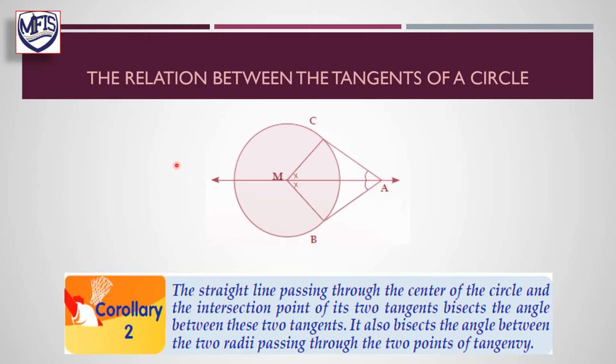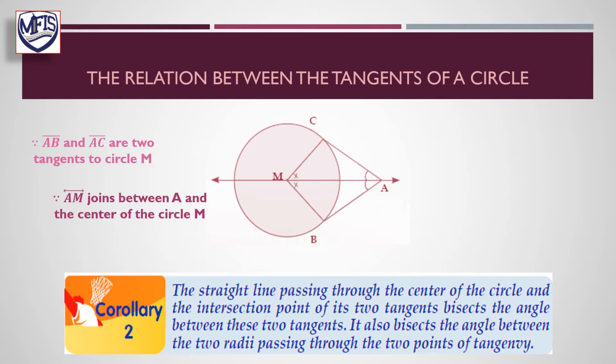Let's see. Since AB and AC are two tangents to the circle M, and since line AM joins point A and the center of circle M, therefore measure angle CAM equals measure angle BAM, and also measure angle CMA equals measure angle BMA.